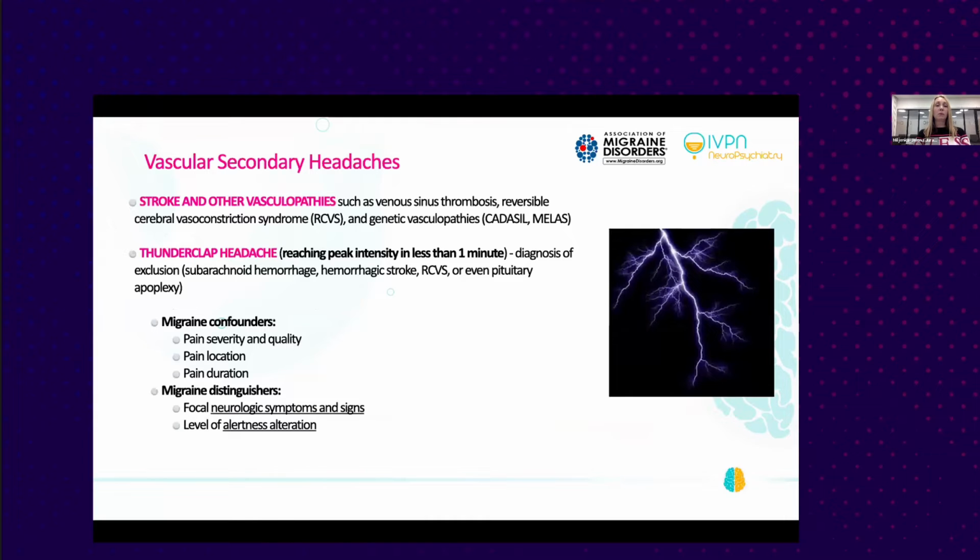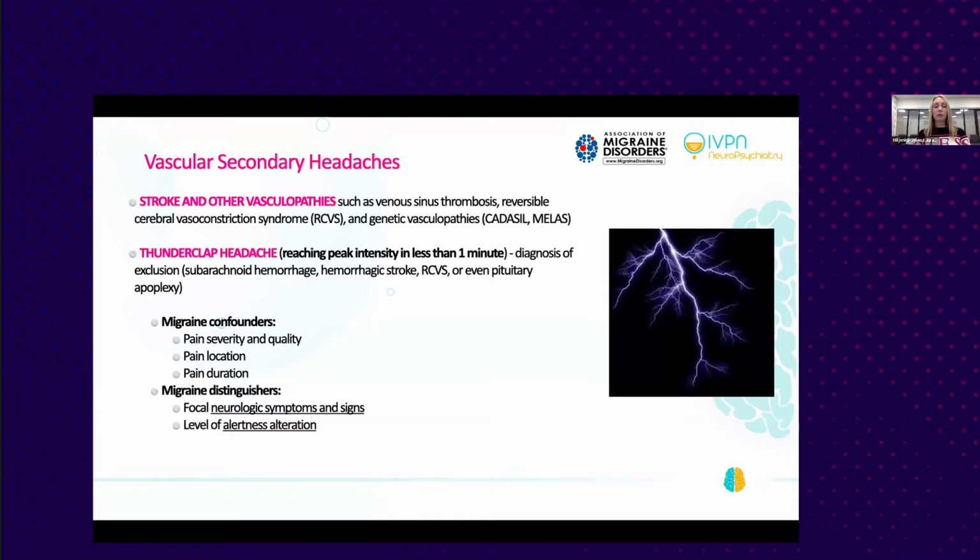So let's talk a little bit more about vascular secondary headaches. They consist of stroke or other vasculopathies. They also include the concept of thunderclap headache. What does it mean? A thunderclap headache means that the peak pain intensity happens in less than a minute. Some authors say in less than 5 minutes. However, it's really fast and it's really strong.